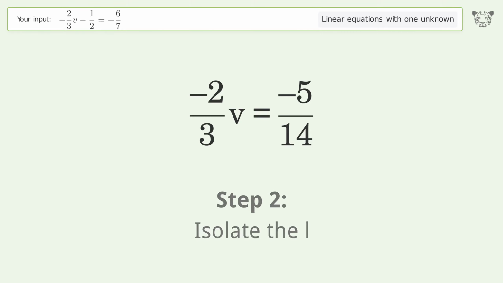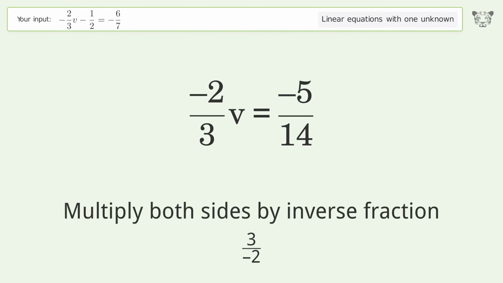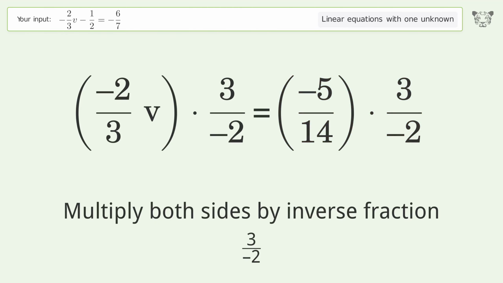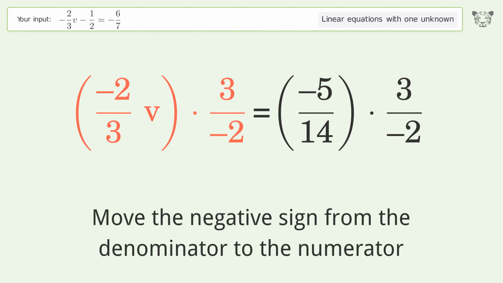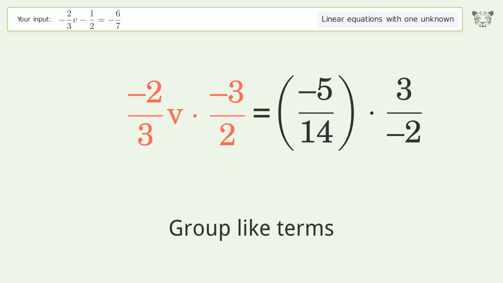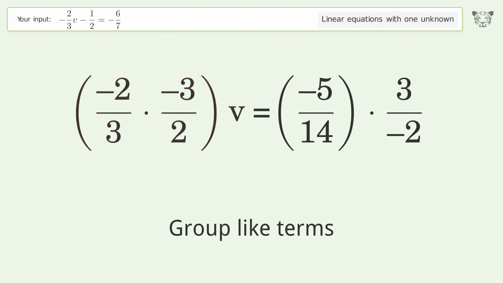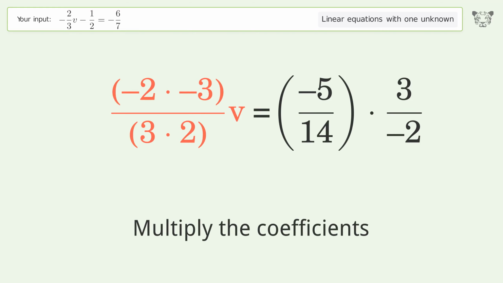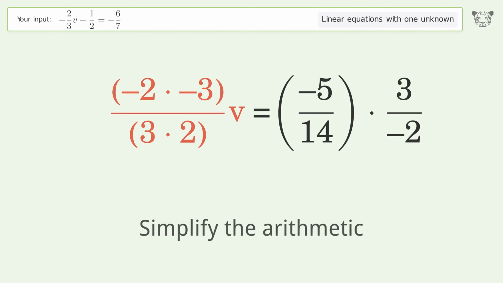Isolate the v. Multiply both sides by inverse fraction 3/2. Move the negative sign from the denominator to the numerator. Group like terms. Multiply the coefficients. Simplify the arithmetic.